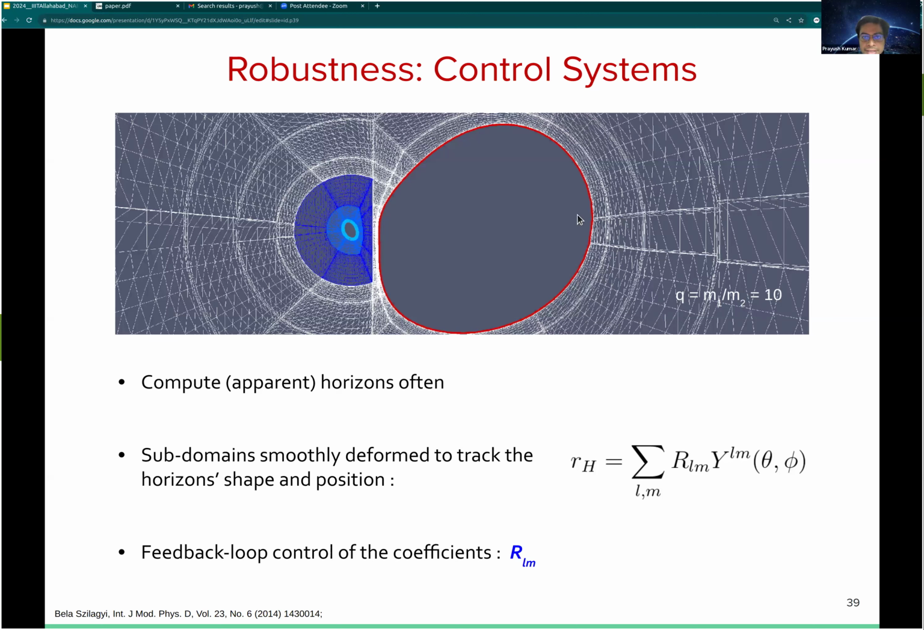So this horizon tracking system is typically done in the following way. We represent the shape of the horizon in the form of an expansion in spherical harmonics. And the coefficients of this expansion, we control using a feedback loop control system.